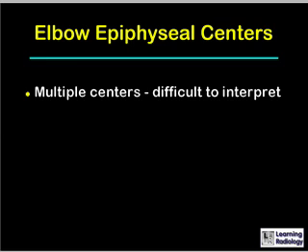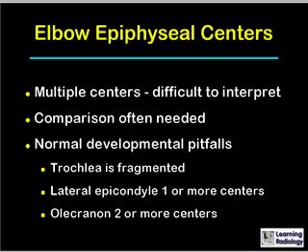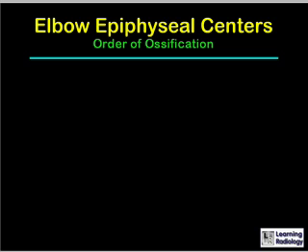Pediatric elbow injuries can be difficult to diagnose because of the multiple ossification centers around the elbow. The elbow is probably the joint in which it is most helpful to obtain the opposite side for comparison. There are some normal developmental pitfalls to avoid. The trochlea, for example, is usually fragmented when it ossifies. The lateral epicondyle has one or more ossification centers, and the olecranon frequently has two or more ossification centers. It's important to know the order of ossification of the epiphyseal centers around the elbow.